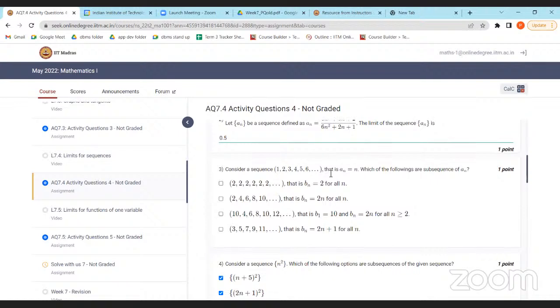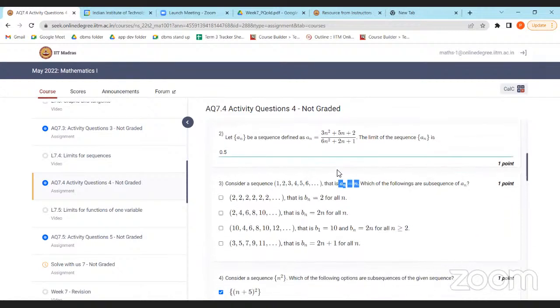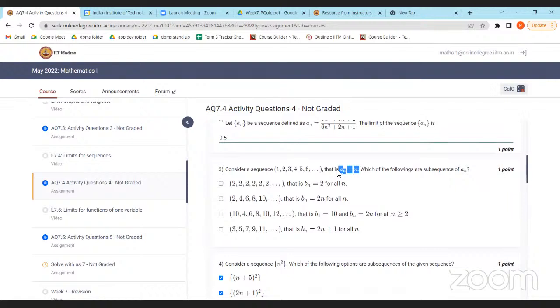Here also, just the third number, sir. How can I solve it, just like above? Question number third. So here we have to find the subsequence of the sequence a_n.